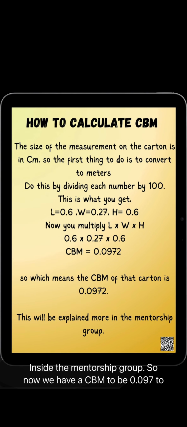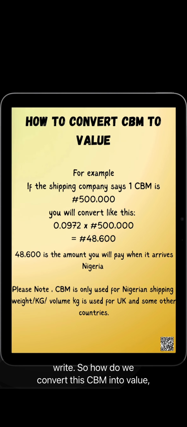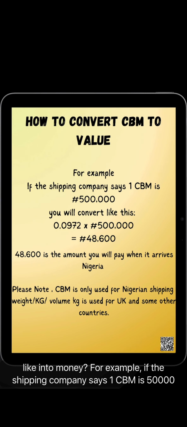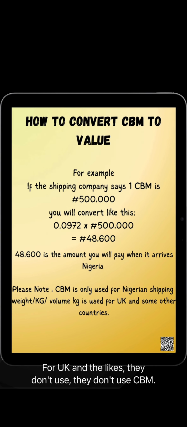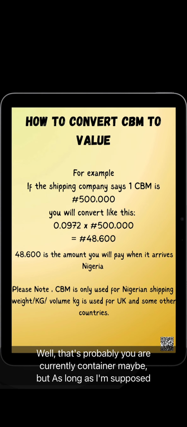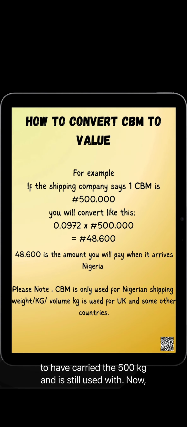So now we have our CBM to be 0.0972, right? So how do we convert this CBM into value, like into money? For example, if the shipping company says 1 CBM is 500,000 naira, right? Because most Nigerian companies use CBM. For the UK and the like, they don't use CBM, unless probably you are carrying a container. But as far as I'm concerned, I've carried over 500 kg and they still use weight.